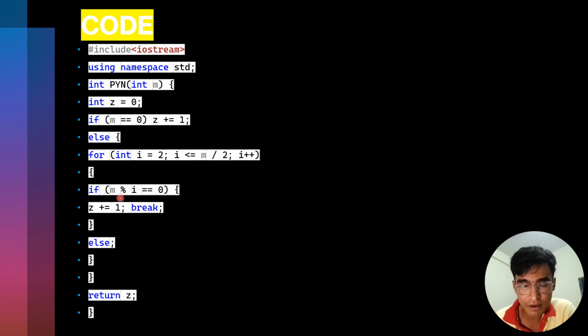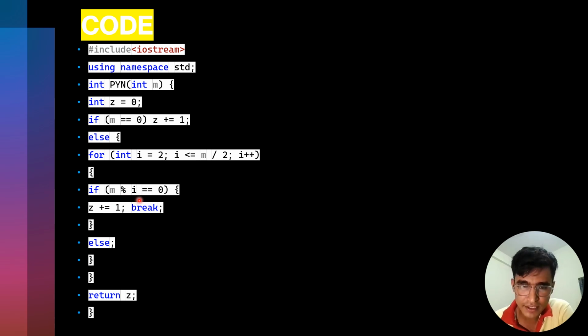So there exists a factor of m which is I, and we know that I's value will be between 2 and m by 2. So if m modulo I is equal to 0, that means we have to update z's value. So z's value will be updated to 1, and we are using break because once this condition happens, it will break the loop. That means I's value will not be updated to I plus 1. It will not check for I plus 1, because once we have found even one factor, we know that m is a composite number, and that was only our aim.